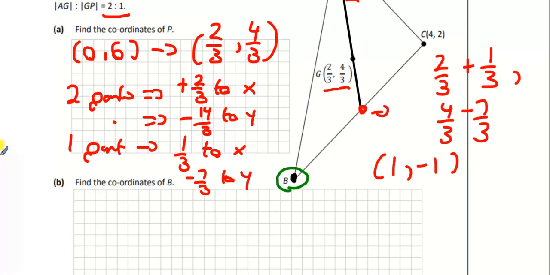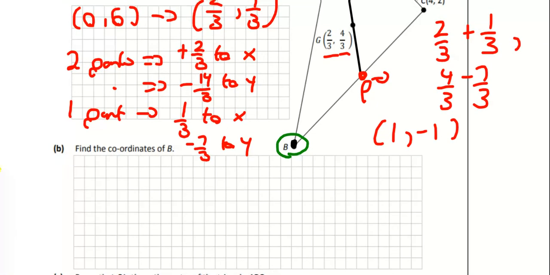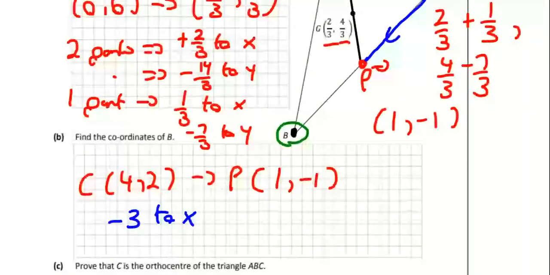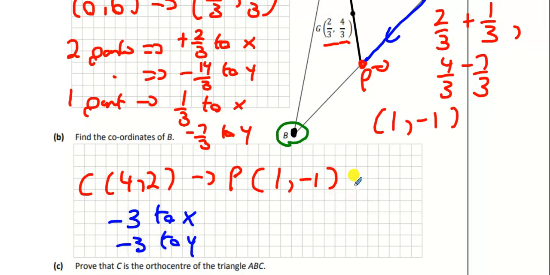Next thing it's going to ask for is the coordinates of B. Now, P is the midpoint of BC. So C, which is 4, -2, travels to P, and that's 1, -1. That's a rule of minus 3 to x and minus 3 to y. And then P going to B would be the same rule again. So it'd be 1 take away 3 is minus 2, and minus 1 minus 3 is minus 4.